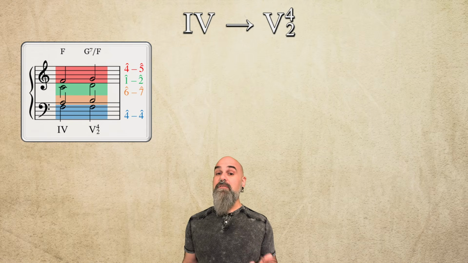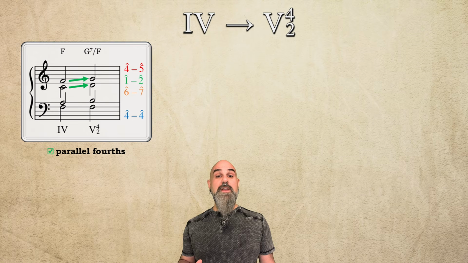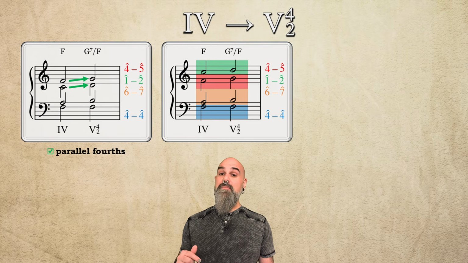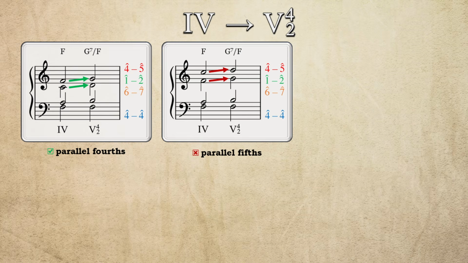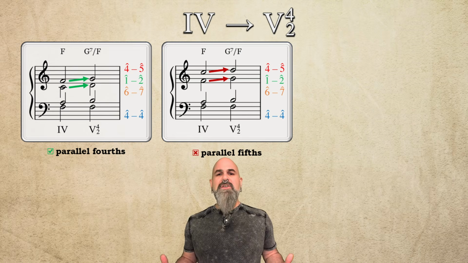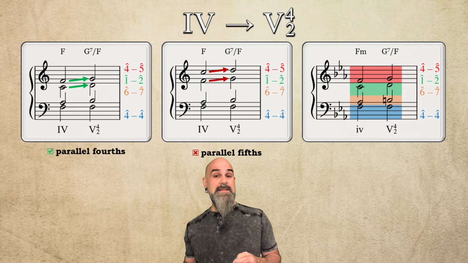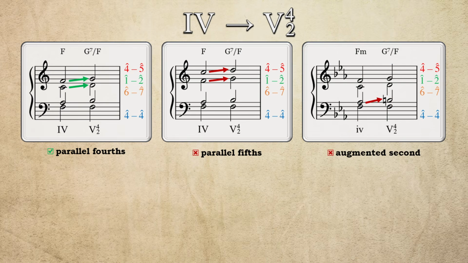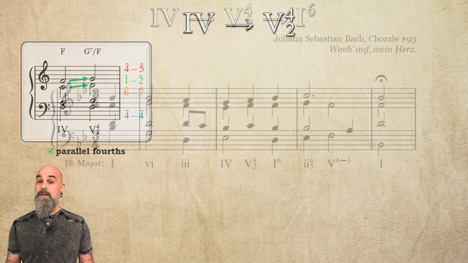When the root is above the fifth, like this, those 2 voices form parallel fourths, which are fine. This doesn't work if the root is below the fifth, because now we have parallel fifths. It also doesn't work in minor keys in any order, because 6 to raised 7 is an augmented second. But I showed you this special way because that's exactly what Bach does in Chorale 93.